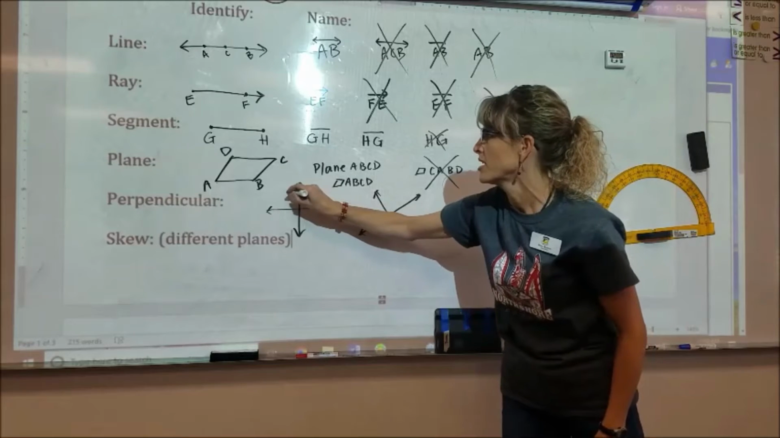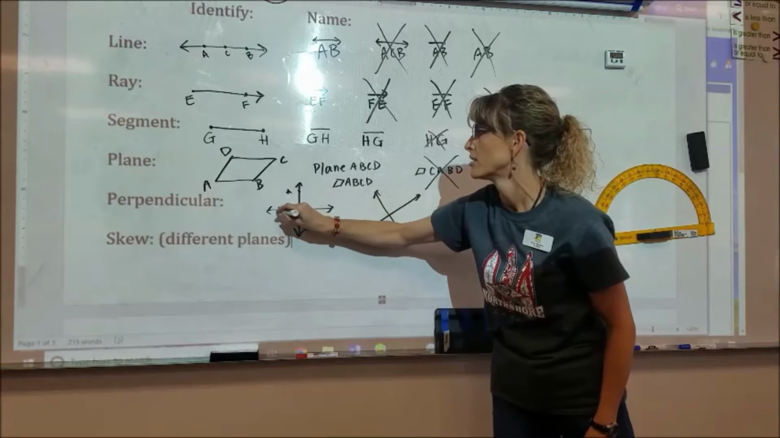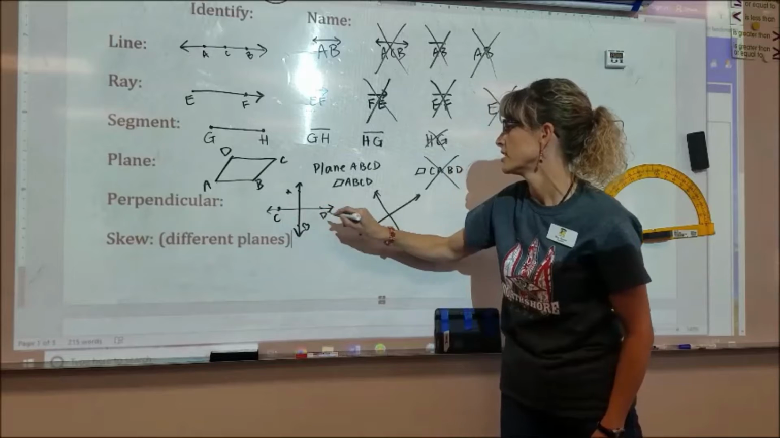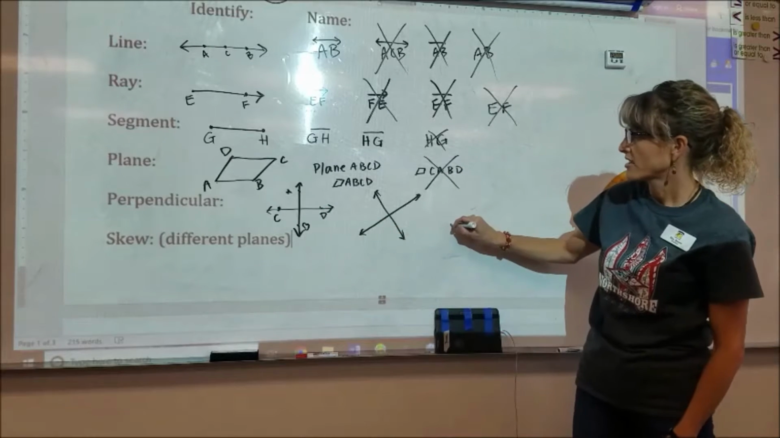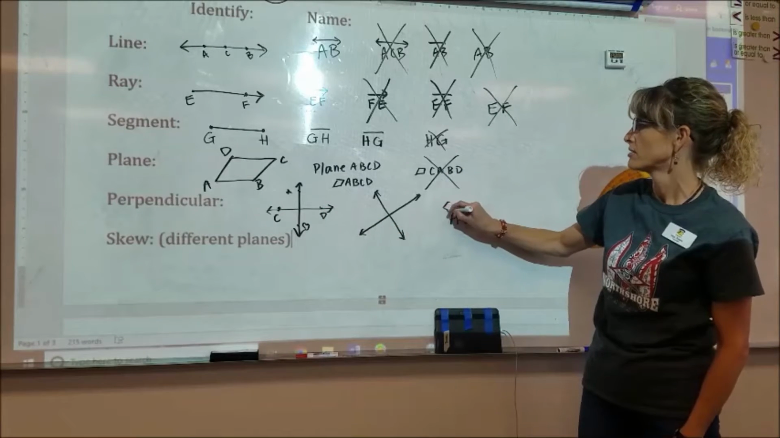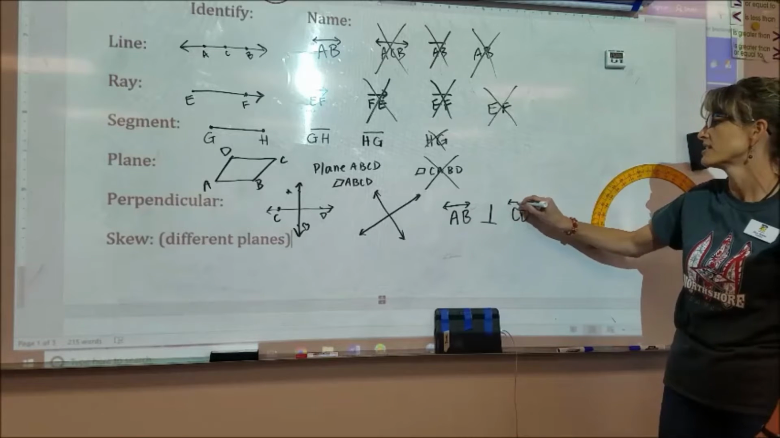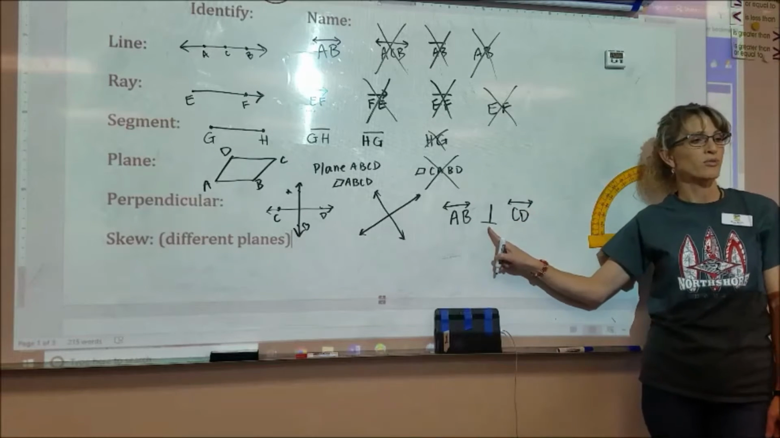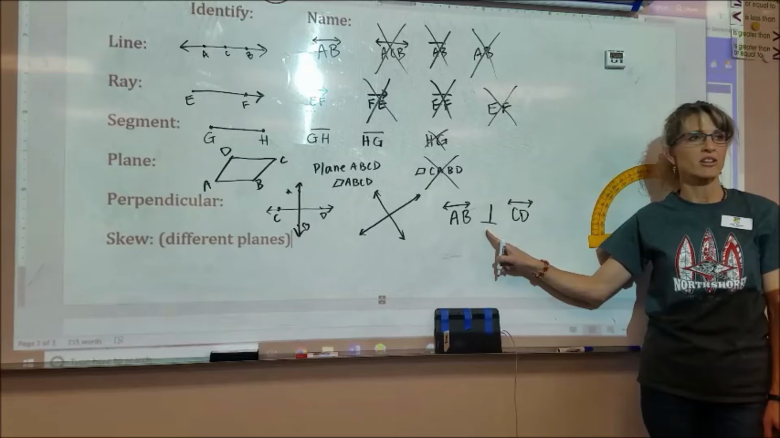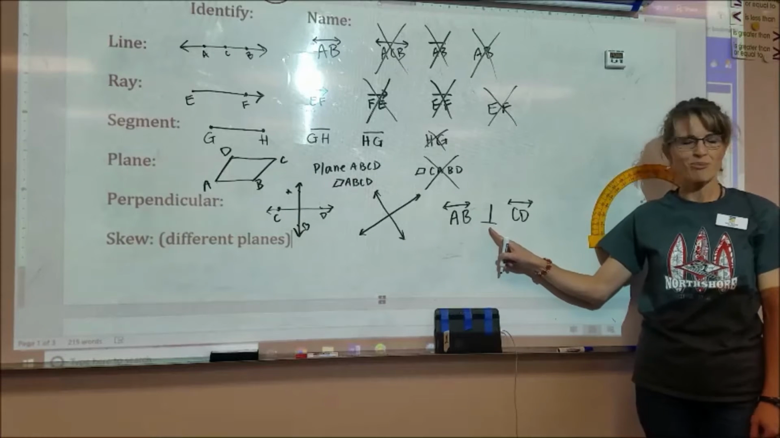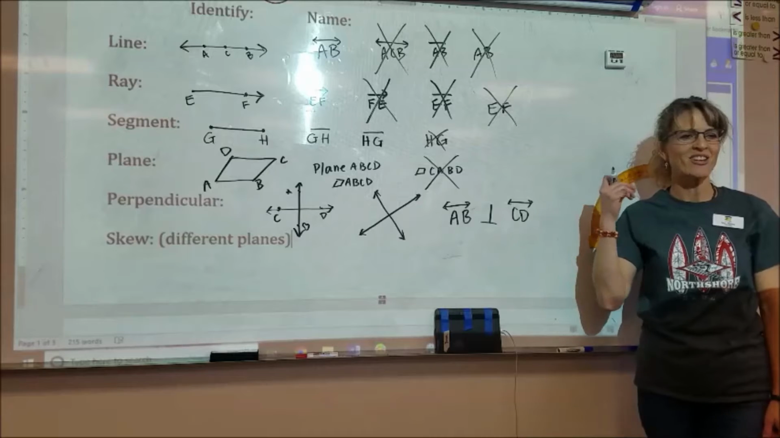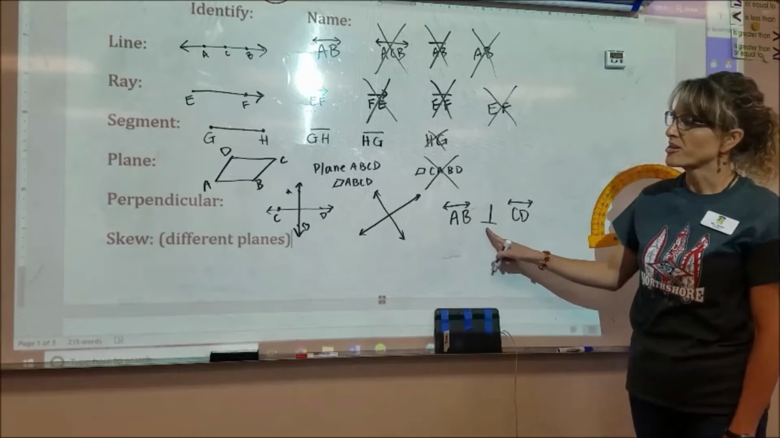Okay, so we're going to name it ABCD. And we're going to say line AB is perpendicular to line CD. This is the symbol we use for perpendicular. It's an upside down capital T. What does this symbol mean? Get ready? Perpendicular. Perpendicular, good.